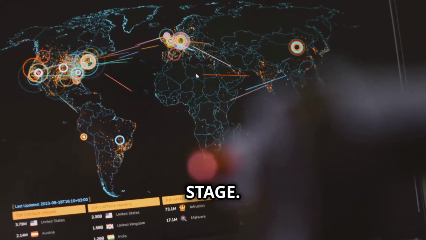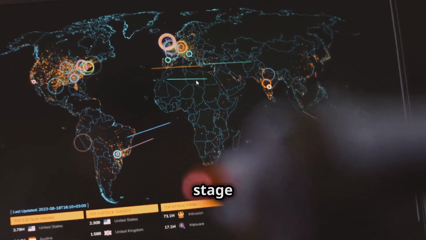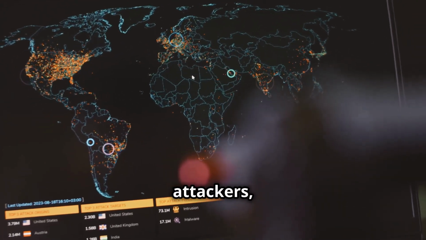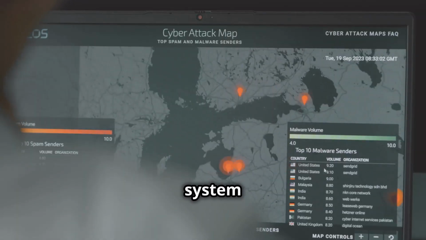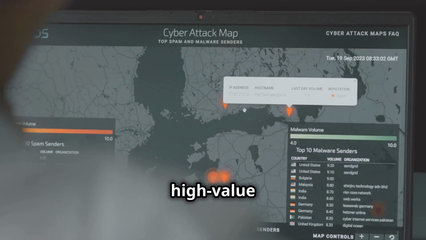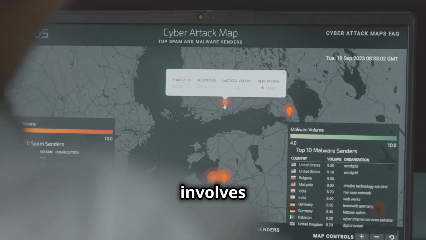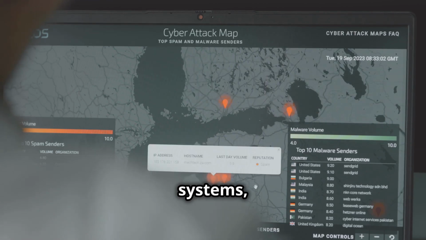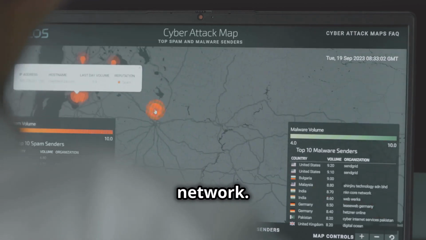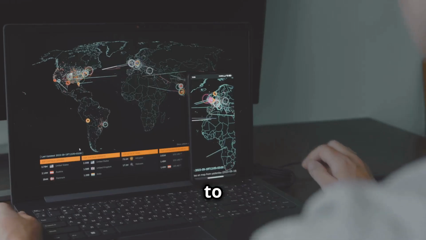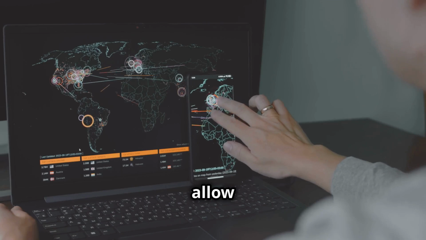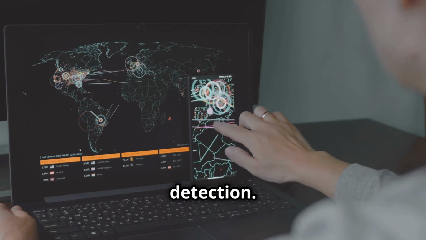Lateral movement stage. Lateral movement is a critical stage in a cyber attack where attackers, having gained initial access to a network, move deeper into the system to identify and exploit high-value targets. This stage involves exploring other devices, systems, or data stores within the network. Attackers often escalate privileges during this phase, gaining access to administrative credentials, which allow them to control more systems and avoid detection.